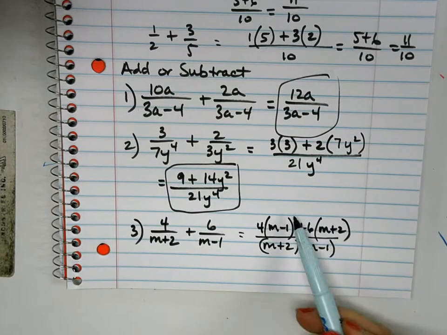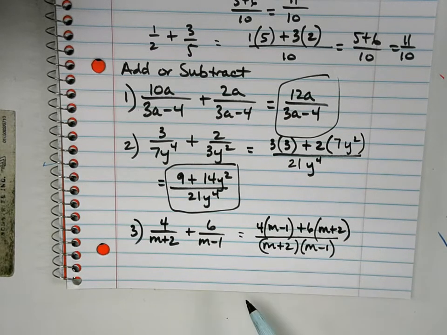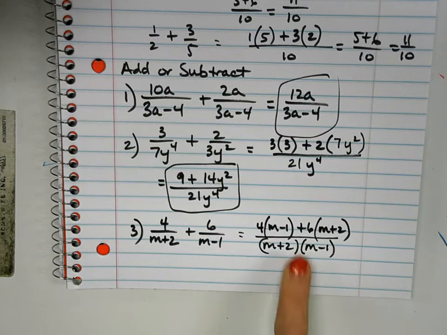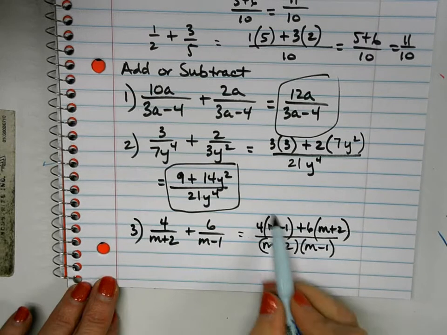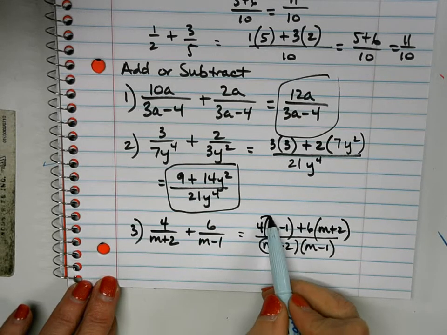Can I cancel this m minus 1 and this m plus 2? I cannot. What ruins it? Why can't I do that? There's something in this problem that ruins it. That plus sign right there. If you have a plus outside of the parentheses, you can't reduce. So don't be tempted to cancel those. You don't want to do that. You're going to go back to where you were. Instead, distribute. So distribute this.